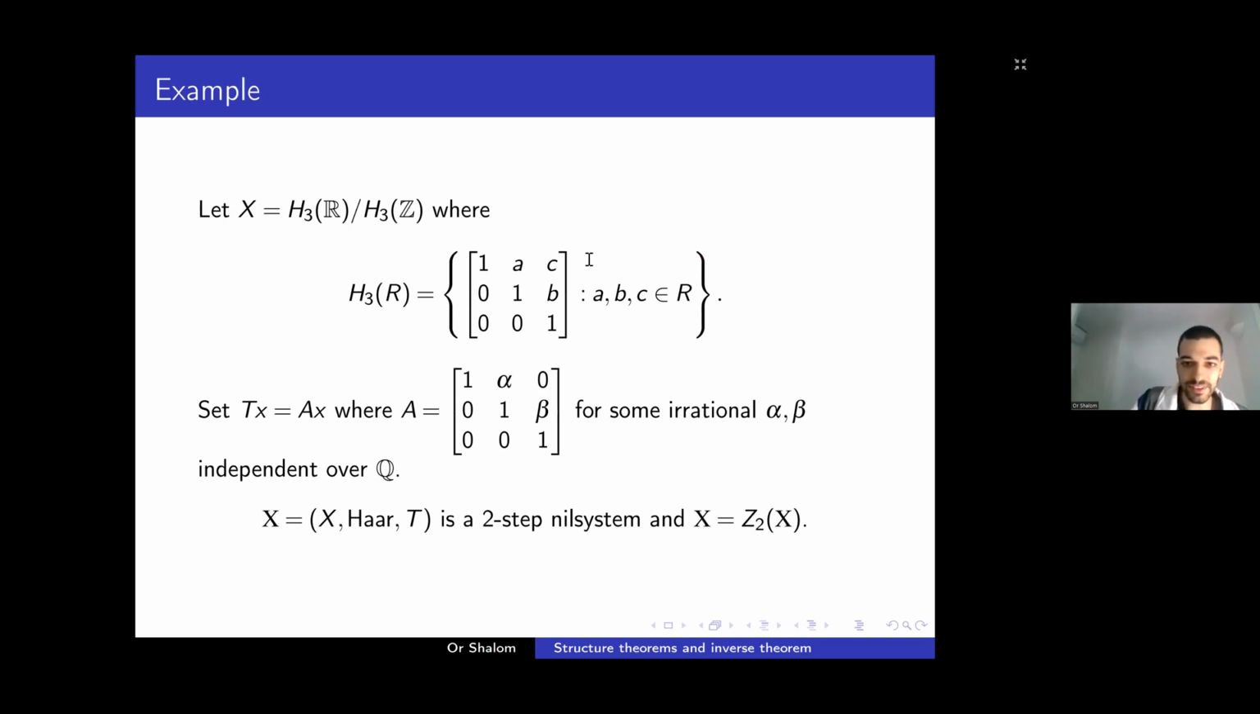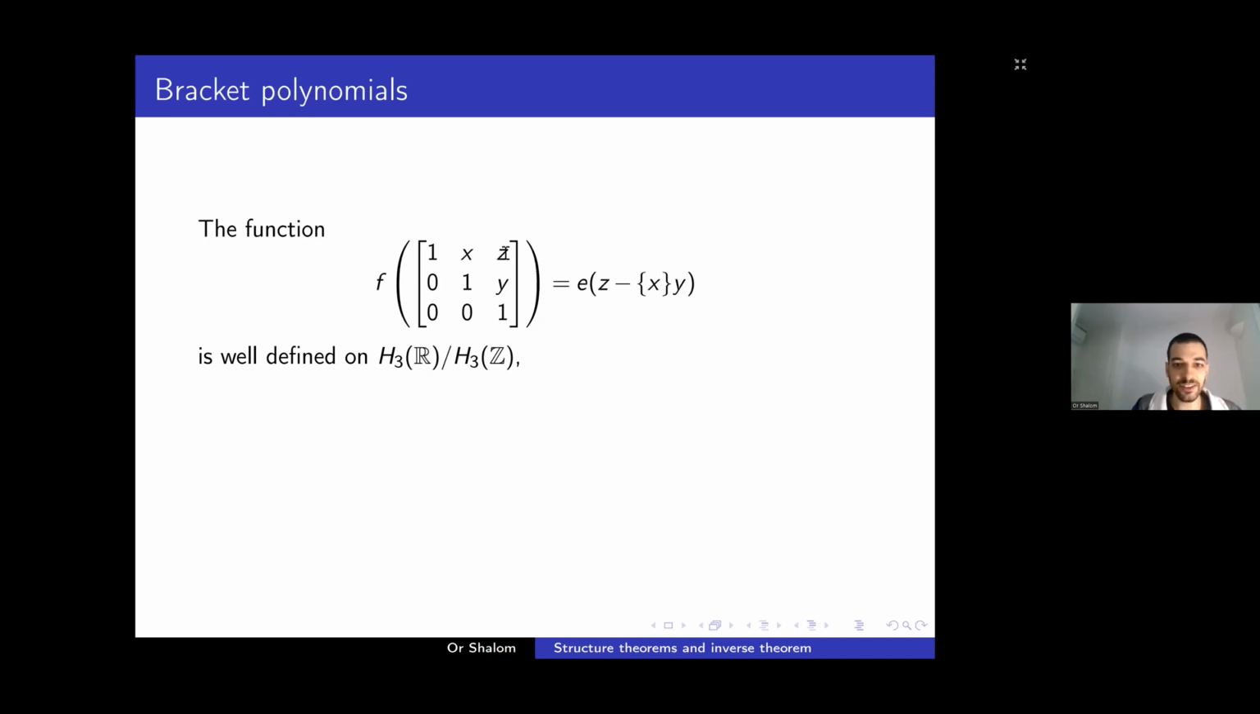And the way to do it is to change it a bit. So instead of looking at e to the 2 pi i z, you look at e to the 2 pi i z minus the fractional part of x times y. And when you subtract this thing, you get a function that is well defined on the quotient. So once you have this, and e of x, e of y, and all of their powers, you get an algebra which separates points, so it's dense, and they are all pairwise orthonormal, so you get some higher order Fourier analysis.